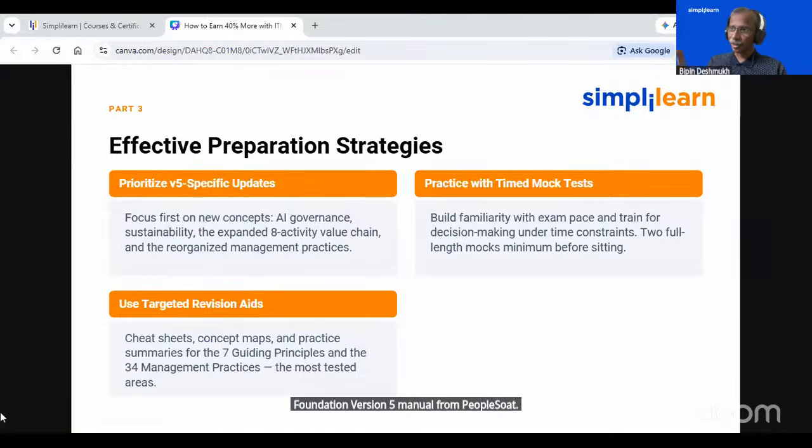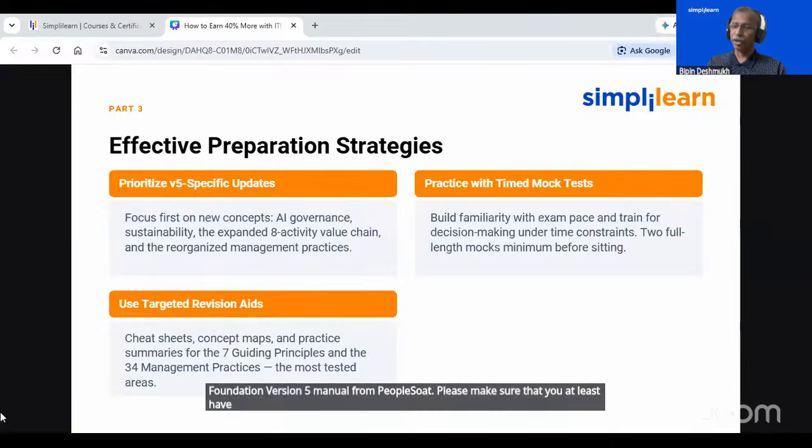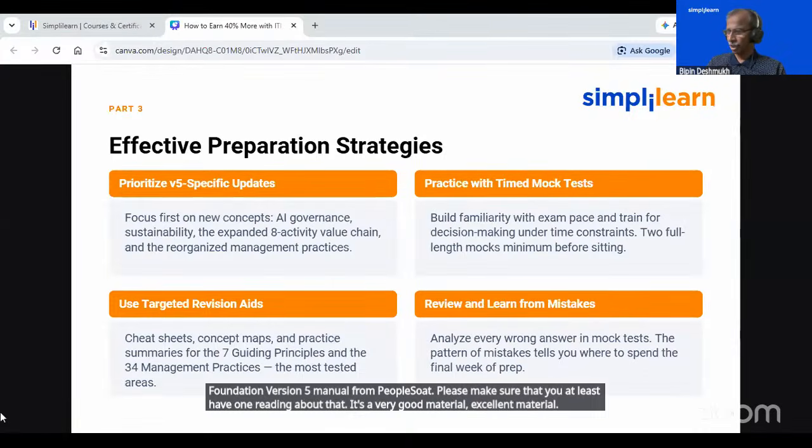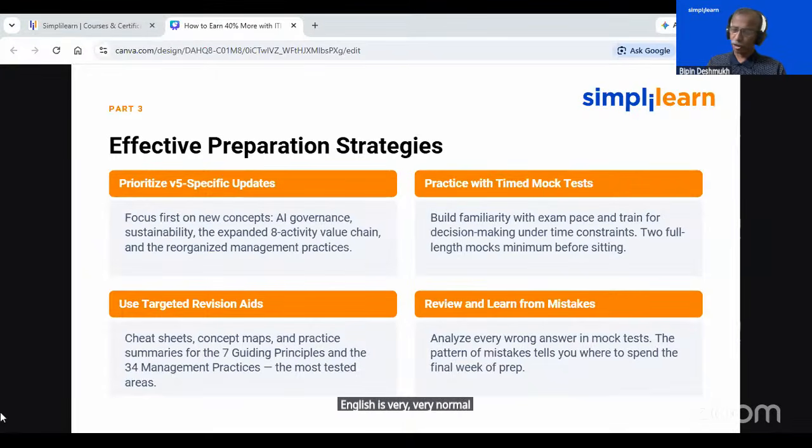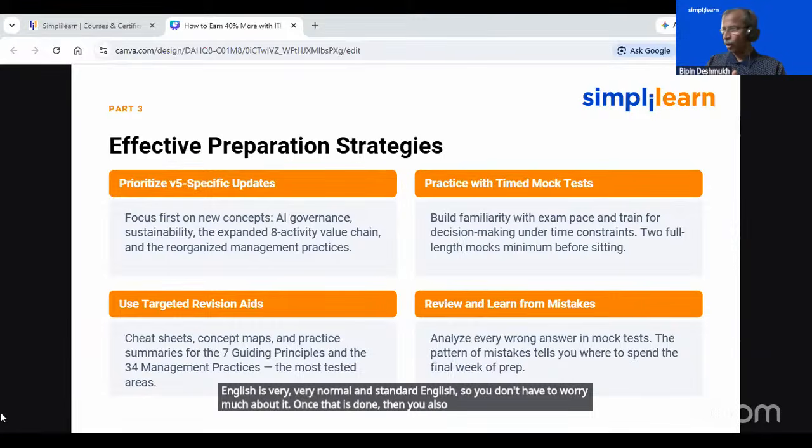Please make sure that you at least have one reading about that. It's very good, excellent material. The English is very normal and standard, so you don't have to worry much about it. Once that is done, you also have the mock tests and the simulation tests which are available.